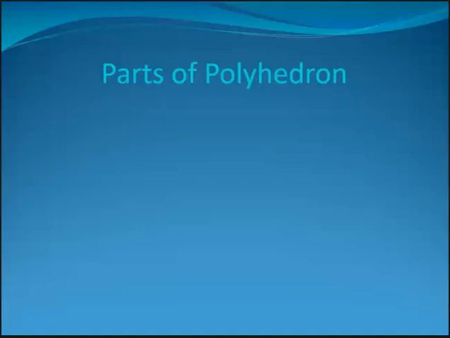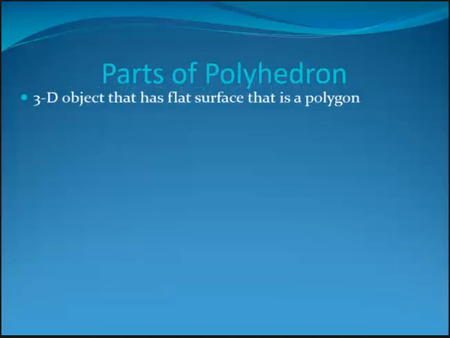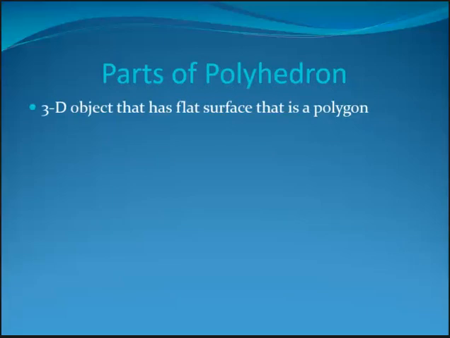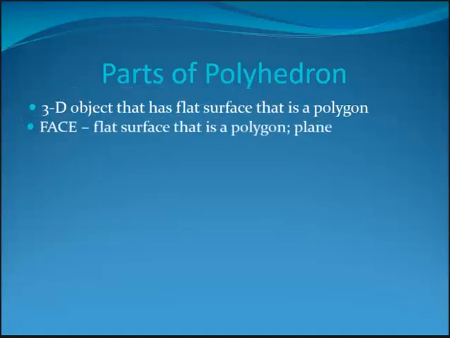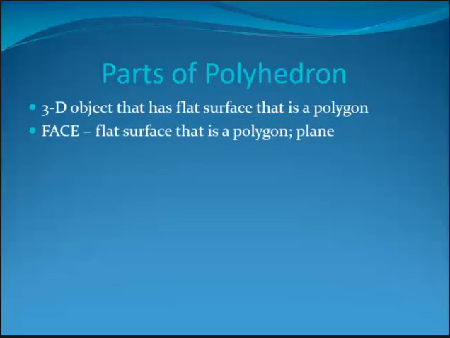Okay? We call some three-dimensional objects polyhedrons. A polyhedron has flat surfaces, and those flat surfaces are polygons, like we just spoke of in the last section. We call the flat surface a face. So it's a plane, it's a partial plane, because it has boundaries. It doesn't go on forever.